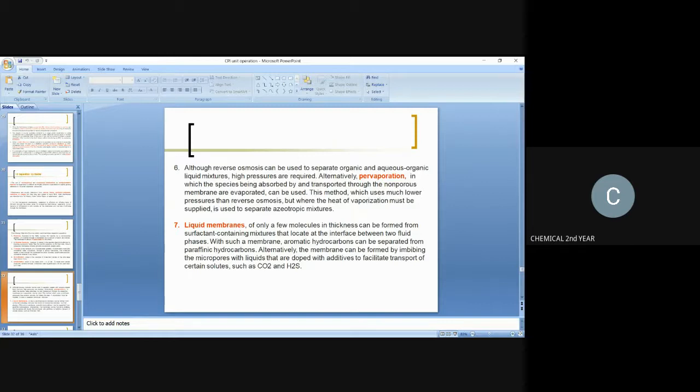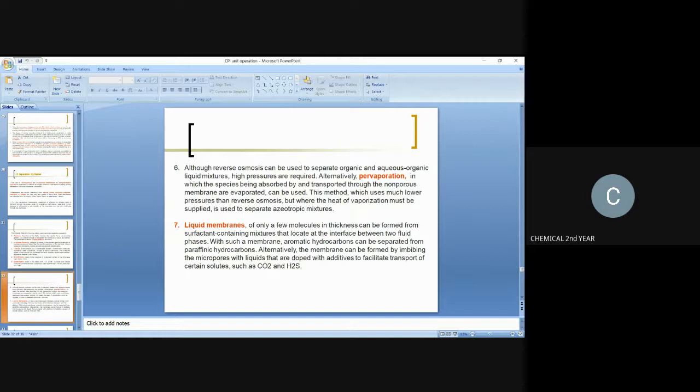Although reverse osmosis can be used to separate organic and aqueous organic liquid mixtures, high pressure is required. Alternatively, pervaporation, in which the species are absorbed by and transported through the non-porous membrane and evaporated, can be used. This method, which uses much lower pressures than reverse osmosis but where the heat of vaporization must be supplied, is used to separate azeotropic mixtures.